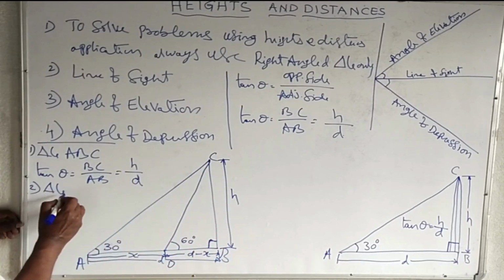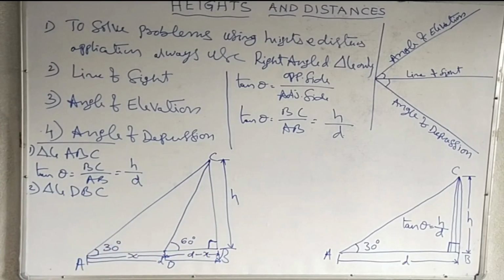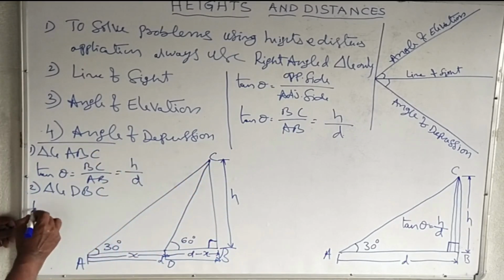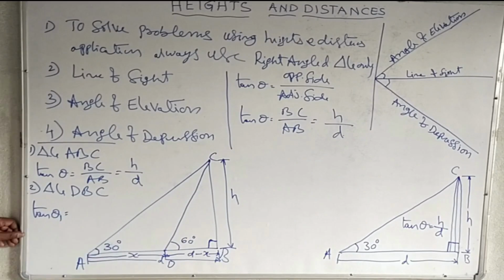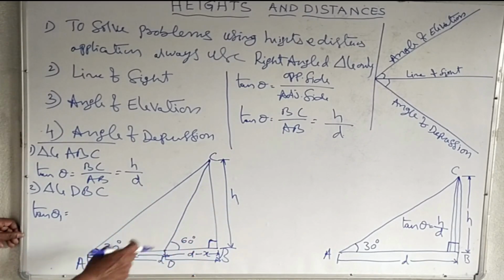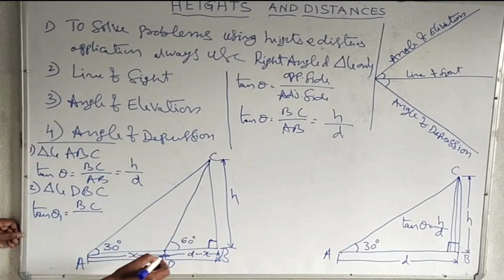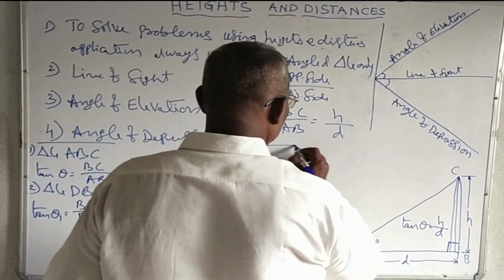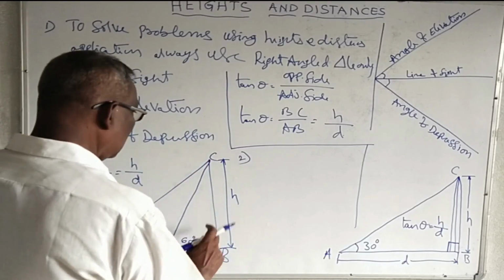Next, the second one, triangle DBC. In triangle DBC, tan theta 1, I can say, because that is a different angle, is equal to opposite side by adjacent side. What is the opposite side here? BC. And what is the adjacent side? DB. I will write here, this is number 2.